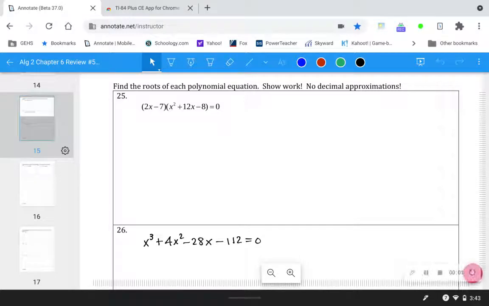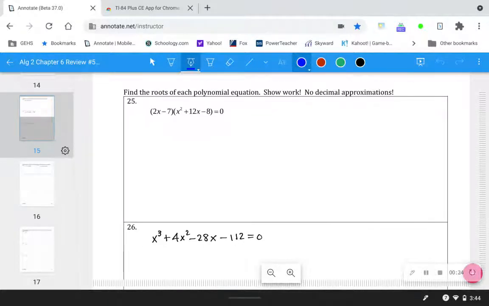Okay, we are continuing with the review for Chapter 6, Section 6.1 through 6.3, and Section 6.5. And in this little example here, we are trying to find the roots of the equation, and fortunately for us, it's given to us in factored form. You could see those parentheses there. When it's given to us in factored form, you just set the factors equal to 0 and solve. So this part of it is very easy.